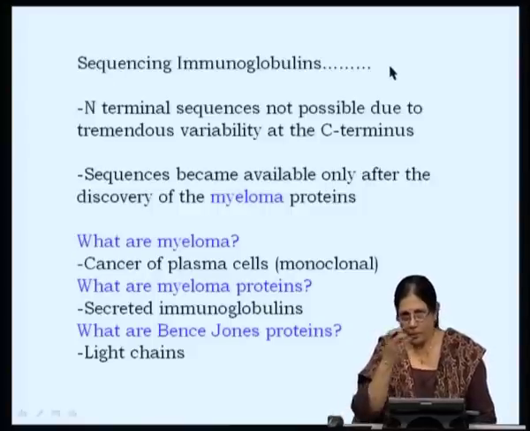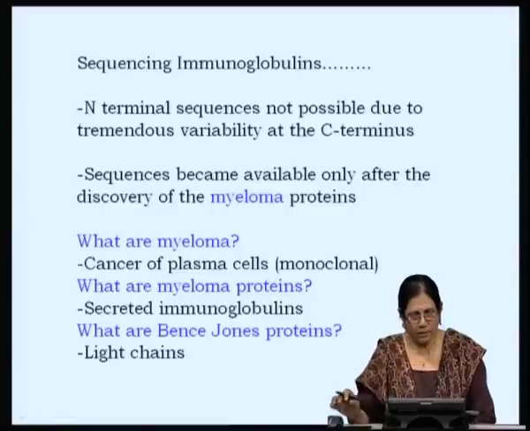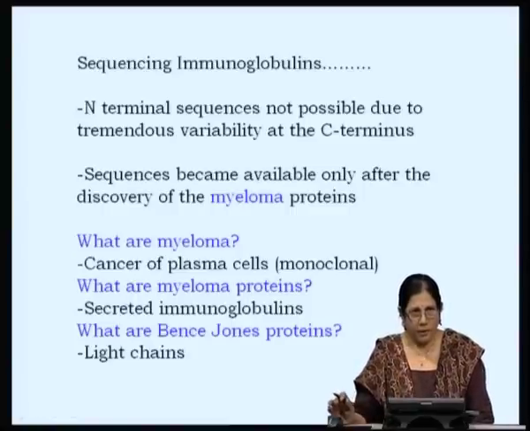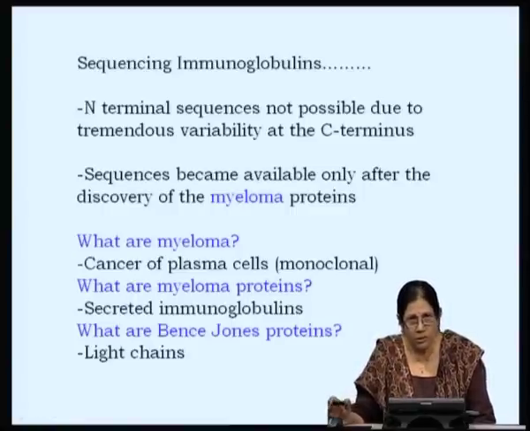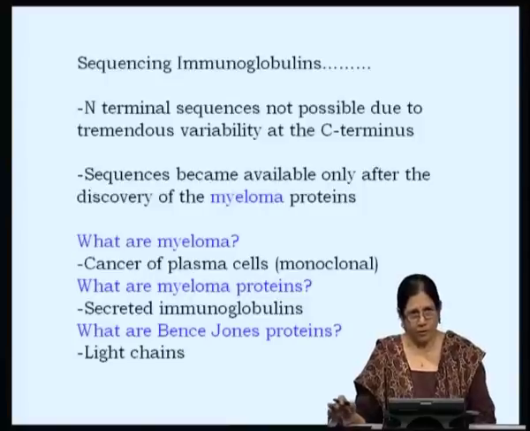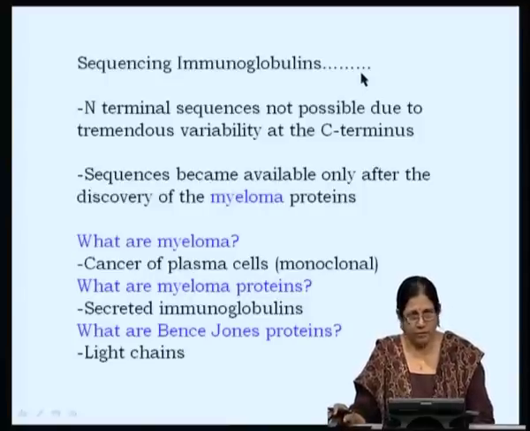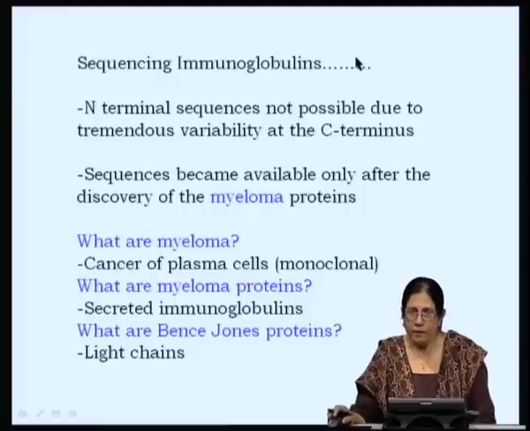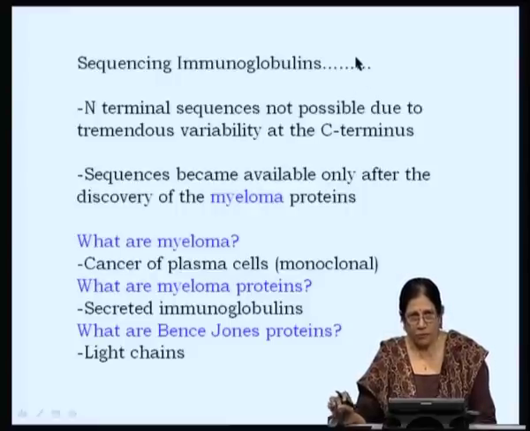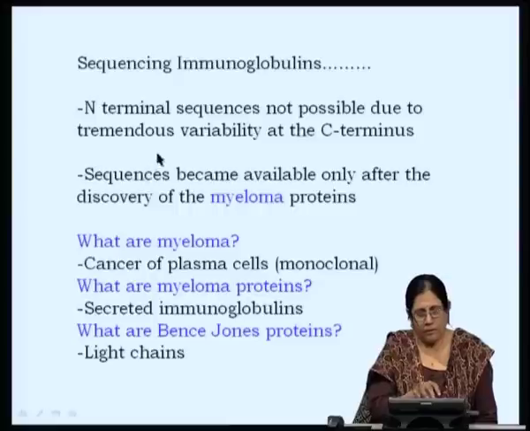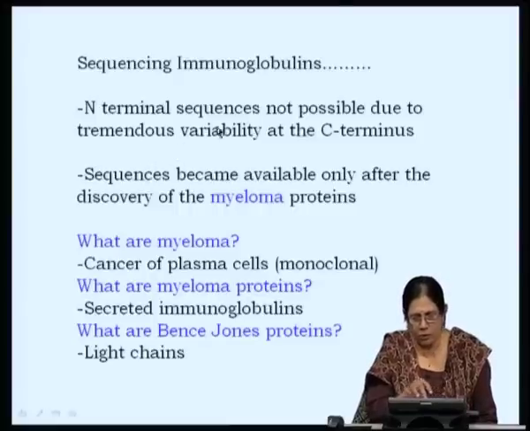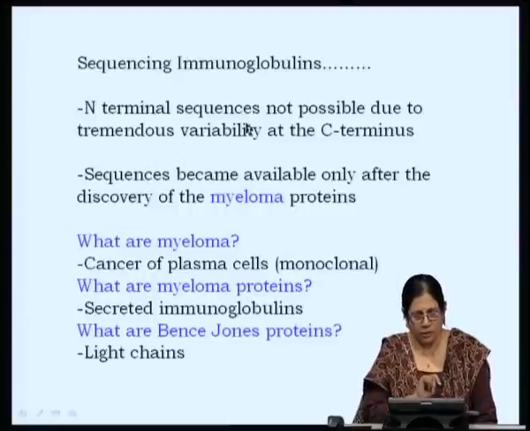Now, how were the immunoglobulins purified? By the method of either salting out with ammonium sulphate or by electrophoresis, as I have shown in the first slide. But this was always from the immunoglobulins from serum. Now, they could not come to any conclusion with respect to the sequence.